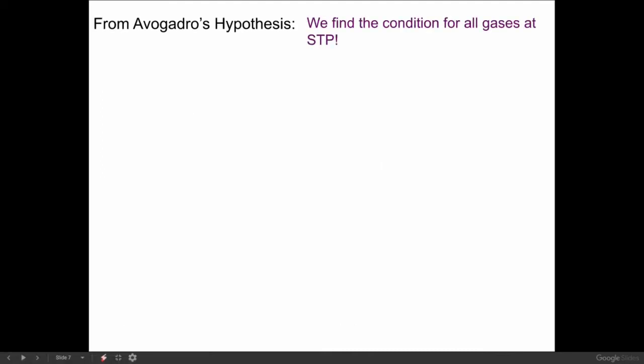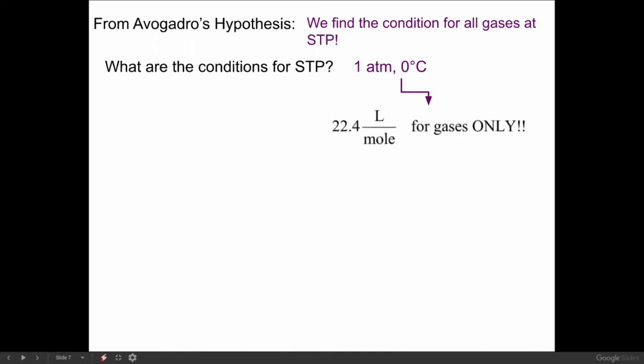What's cool about it is at STP, a condition that's only for gases, 1 atm or 101.3 kPa or 760 millimeters of mercury, same pressure, but at 0 degrees Celsius or 273 Kelvin, you get this: 22.4 liters per mole, and for gases only. This is not for solids or liquids.